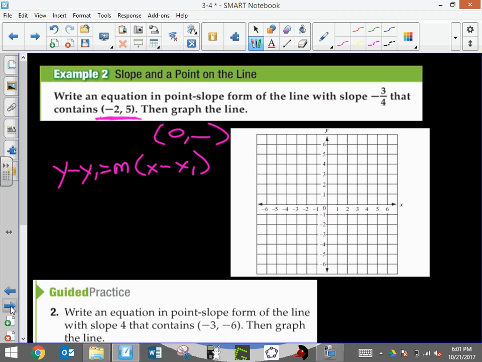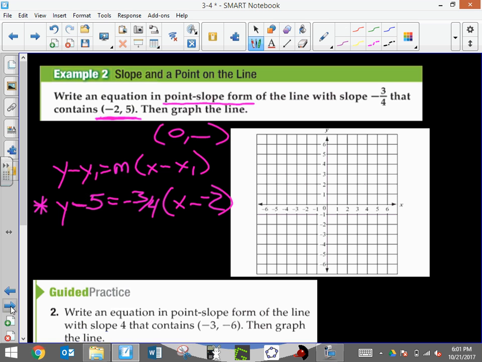And I'm going to plug my values in. y, that is not touched, minus the y value of my point, which is 5, equal to my slope of -3/4 times x, that's part of the equation, minus -2. If you want, you may go plus 2. I'm just going to plug it in like I see it. Now it doesn't ask me to put this in slope-intercept form, so I'm going to leave my equation like so, because all it asks for is in point-slope form.